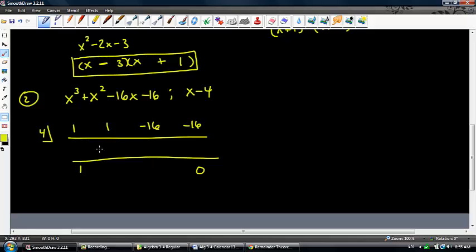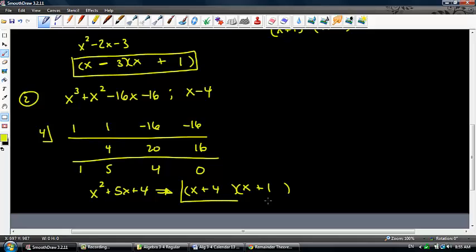I get a 1, a 4, a 5, a 20, a 4, and a positive 16. What do you know? Good job. Thank you. x squared plus 5x plus 4. Let's go and refactor this thing into x plus 4 and x plus 1. So those are my remaining factors of this polynomial.